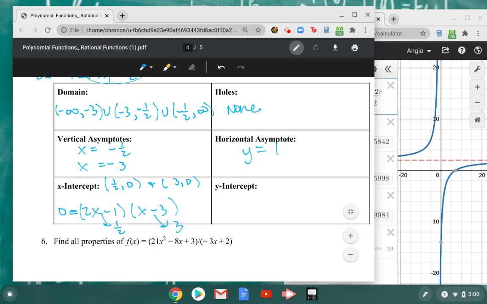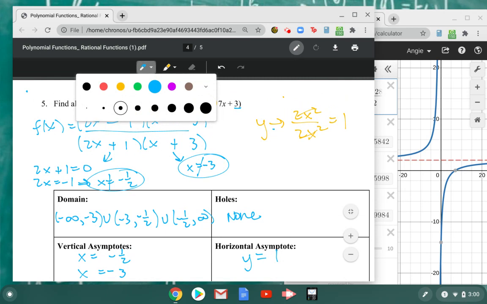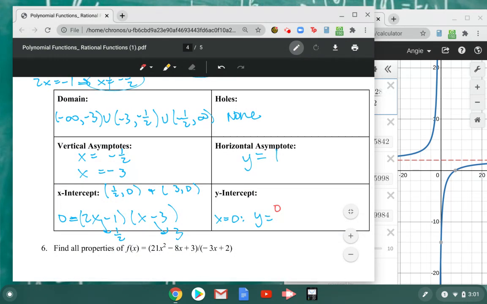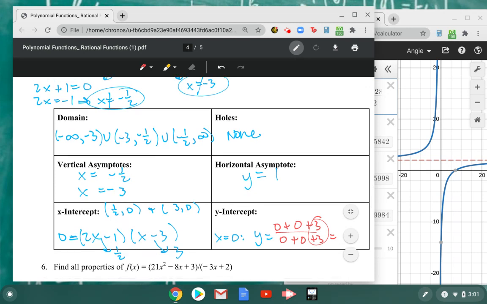And then finally the y-intercept, which I think is the easiest one. I'm just going to let x equal 0. So y is equal to, let's put it into this one, because all of these terms are going to be zeros except the 3's. So when I put that in, I get 0 plus 0 plus 3 over 0 plus 0 plus 3. And this turns out to be 1. So my y-intercept is at 0 comma 1.